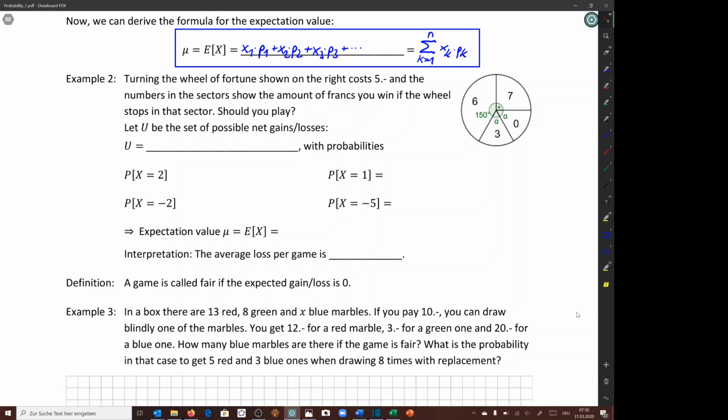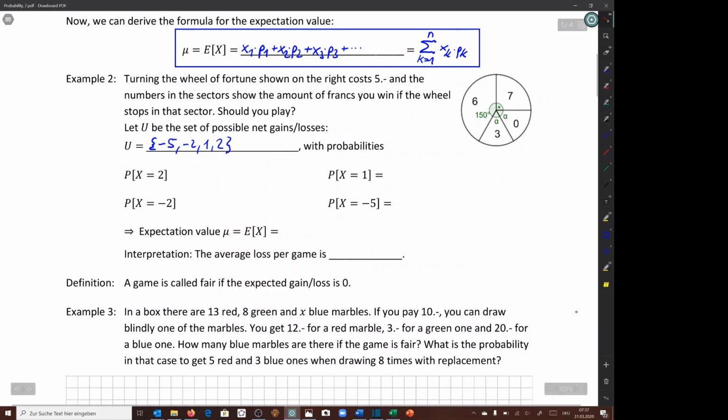Let us find first all the possible outcomes. Well, one way to look at it would be just to say the possible outcomes are 0, 3, 6, and 7. But let's take the net gain or loss as outcome, which means here we have a loss of 5 francs, so -5. Here we get -2. Here we have a win of 1, so 1, and here we win 2 francs. So this is the set of all our possible outcomes.